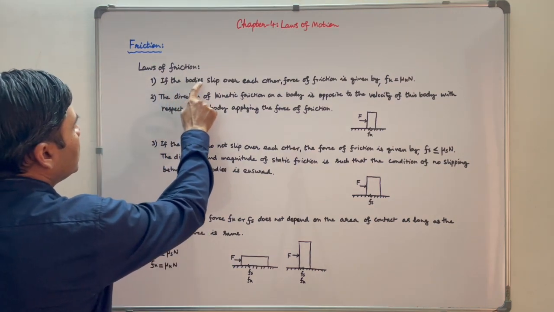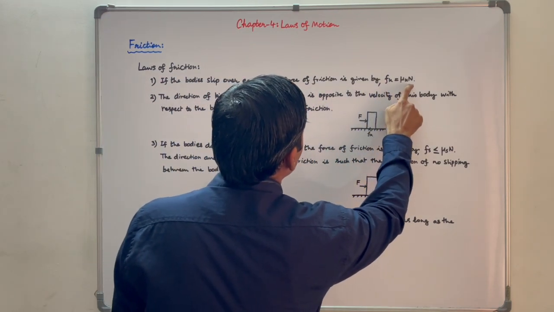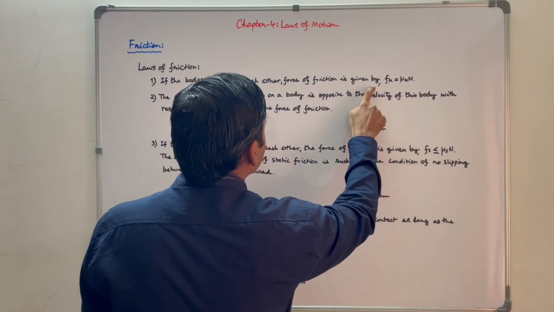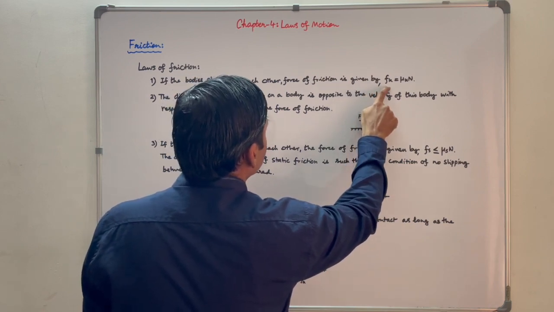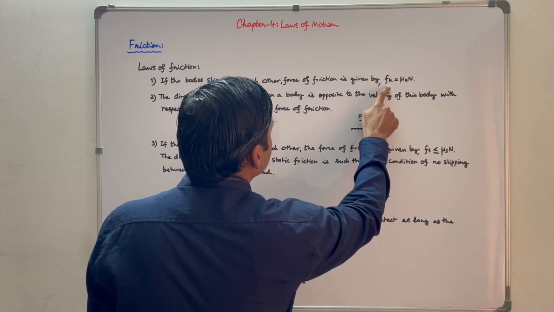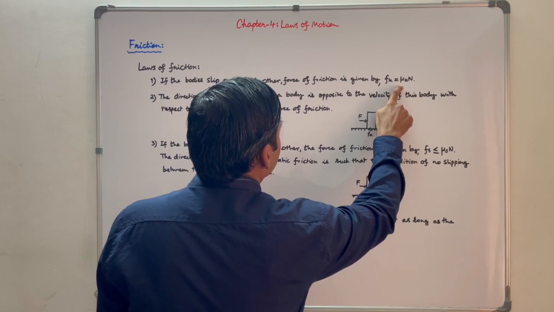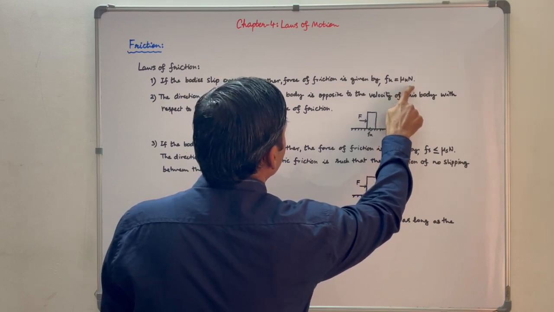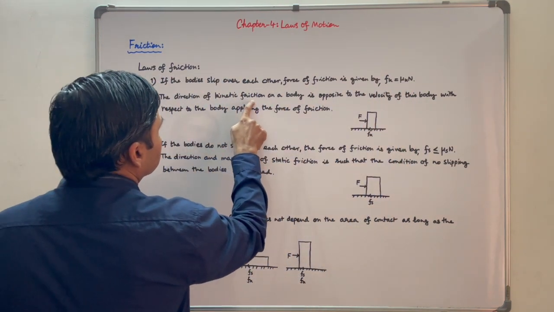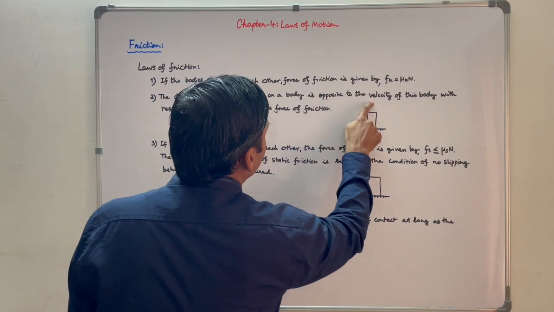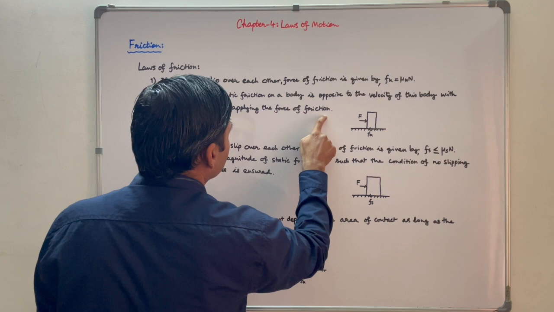First point, if the bodies slip over each other, force of friction is given by Fk is equal to μk into N. We have already seen that when the sliding starts, force of friction is called as kinetic friction. It is given by Fk is equal to μk into N, where μk is equal to coefficient of kinetic friction and N is the normal reaction force.